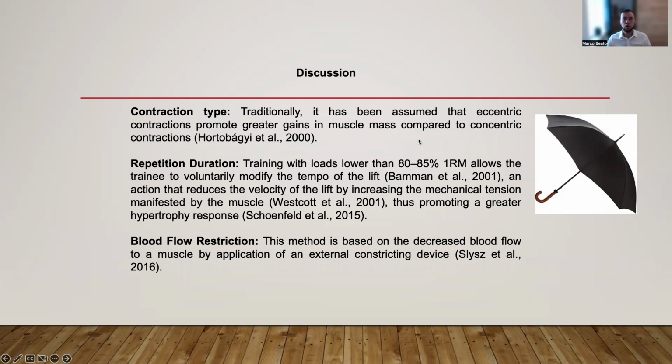Contraction type. Based on what is reported in this umbrella review, the eccentric contraction promotes greater gains in muscle mass compared to concentric contraction, based on the idea that the mechanical stress placed on the eccentrically contracting muscle triggers a progressive activation of genes responsible for cellular growth and development, which is not possible by concentric or isometric action.